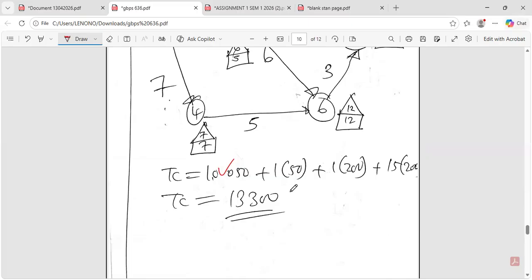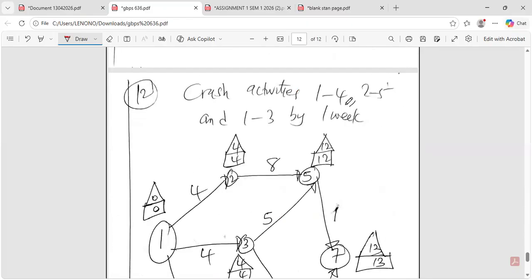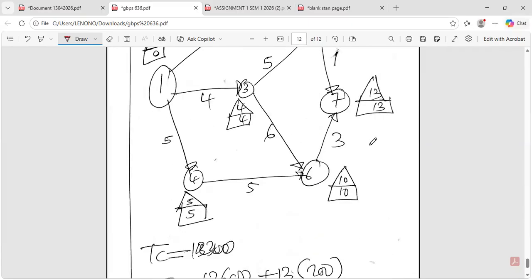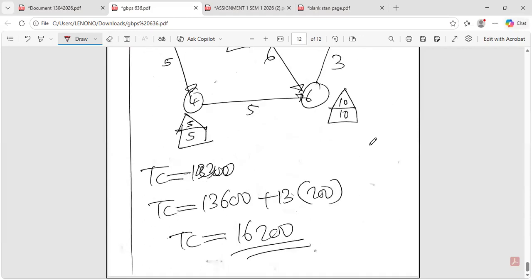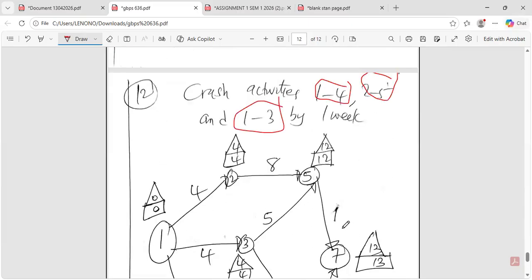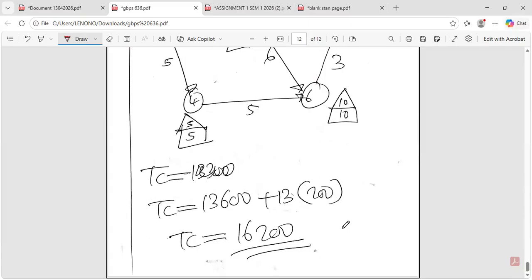Then moving on to the other aspect now. We crash activity 1 to 4, 2 to 5, and 1 to 3 by 1 week. We got 13 weeks. So the total cost was 16,200. This is the cost of this crashed project.